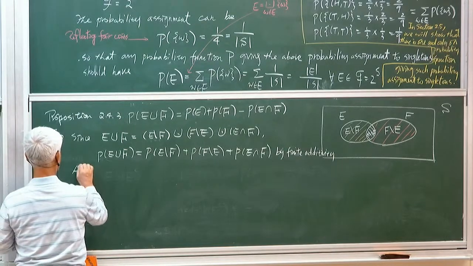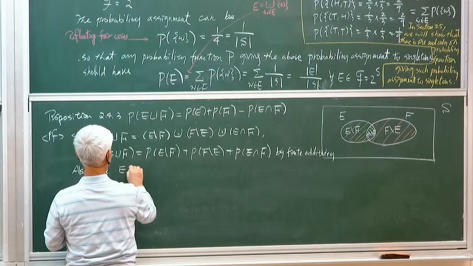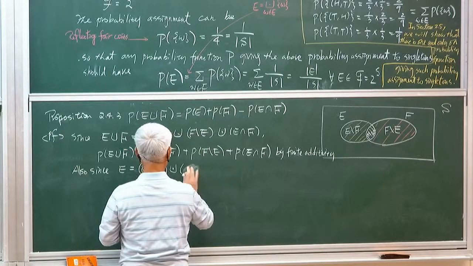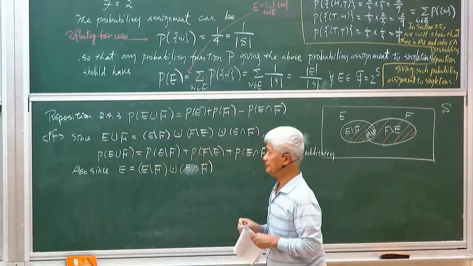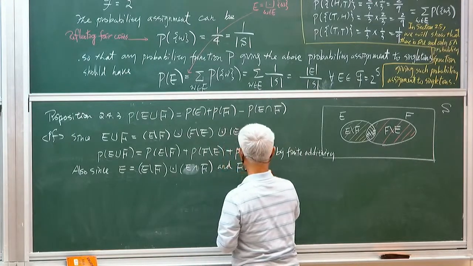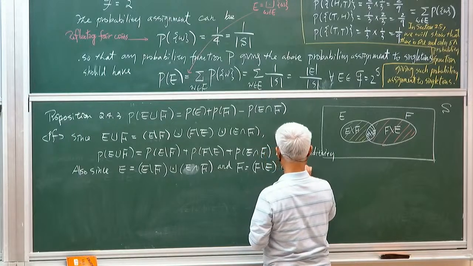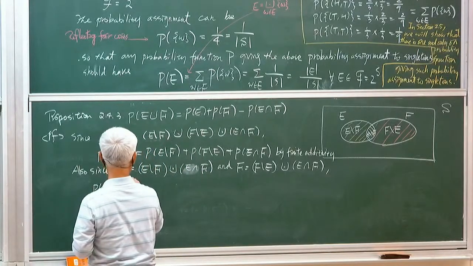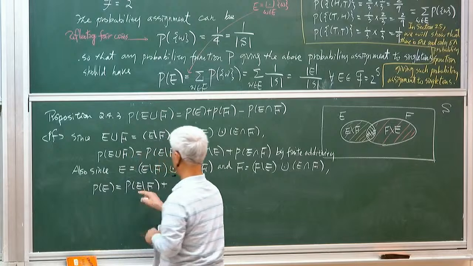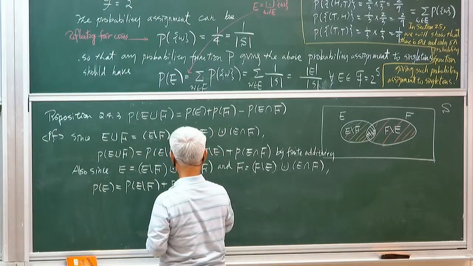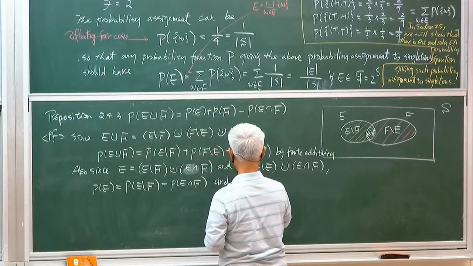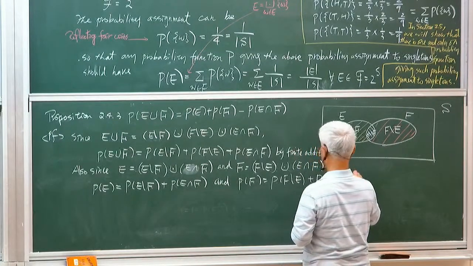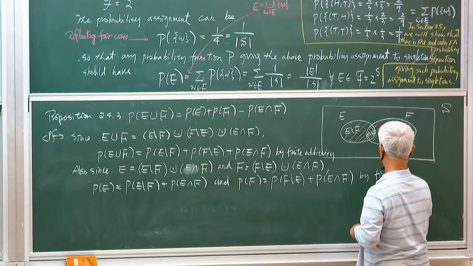Now also, since we know E is equal to E minus F, disjoint union E intersect F, and for F, it's F minus E disjoint union E intersect F. So the probability of E is equal to the probability of E minus F plus the probability of E intersect F. And the probability of F is equal to the probability of F minus E plus the probability of E intersect F. Again, by finite additivity.